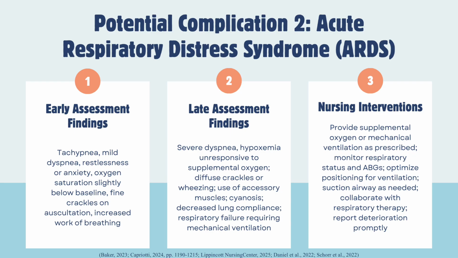The second potential complication of sepsis is acute respiratory distress syndrome, or ARDS. As we now know, this occurs when severe inflammation causes increased permeability in the lungs, leading to fluid accumulation and impaired gas exchange. Early assessment findings include tachypnea, mild dyspnea, restlessness or anxiety, slightly decreased oxygen saturation, fine crackles, and increased work of breathing. As ARDS progresses, late findings include severe dyspnea with hypoxemia that does not improve with oxygen therapy, diffuse crackles or wheezing, use of accessory muscles, cyanosis, decreased lung compliance, and respiratory failure requiring mechanical ventilation.